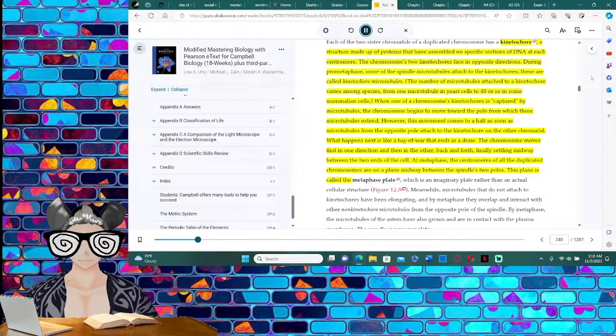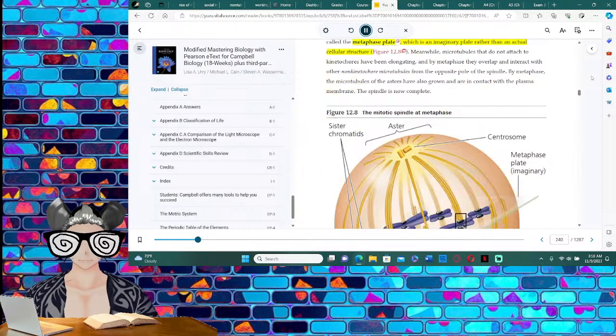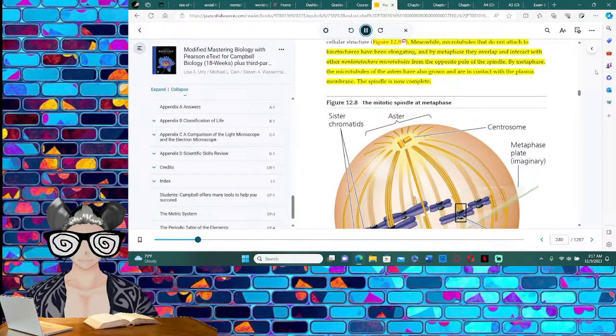At metaphase, the centromeres of all the duplicated chromosomes are on a plane midway between the spindle's 2 poles. This plane is called the metaphase plate, which is an imaginary plate rather than an actual cellular structure. Figure 12.8. Meanwhile, microtubules that do not attach to kinetochores have been elongating, and by metaphase they overlap and interact with other non-kinetochore microtubules from the opposite pole of the spindle. By metaphase, the microtubules of the asters have also grown and are in contact with the plasma membrane. The spindle is now complete.